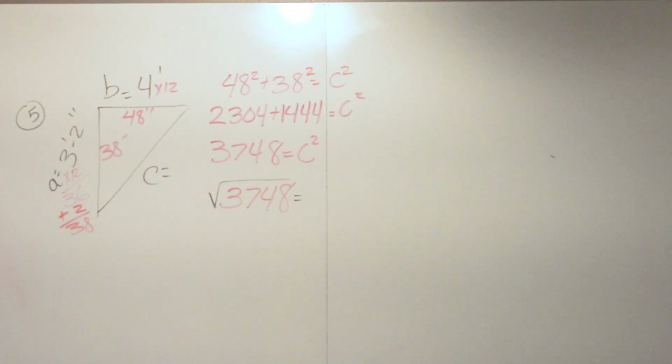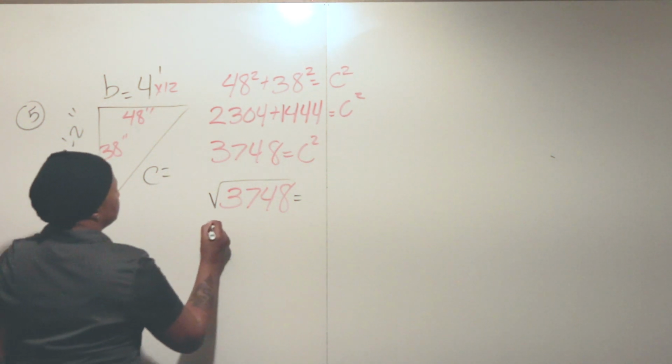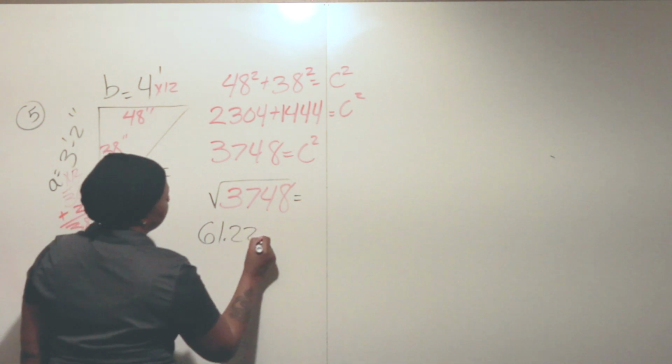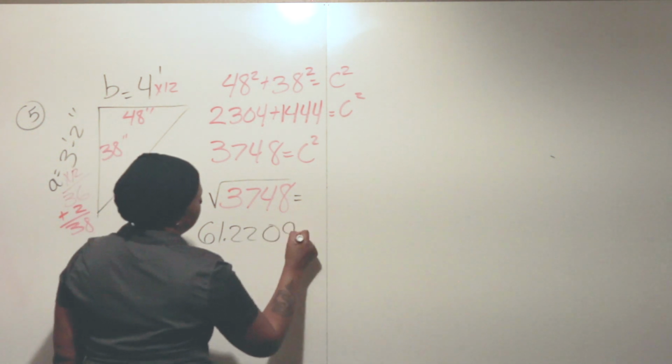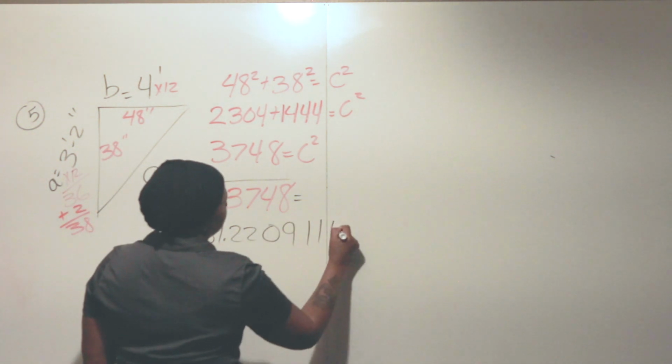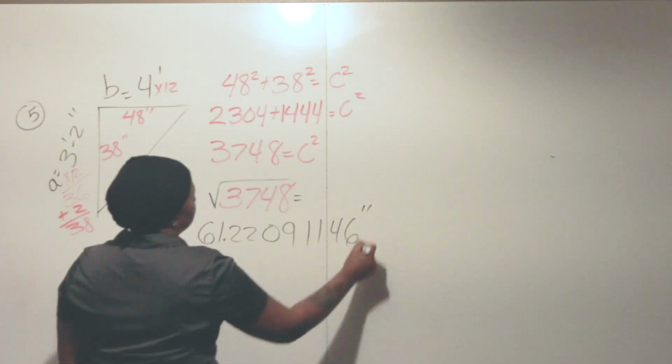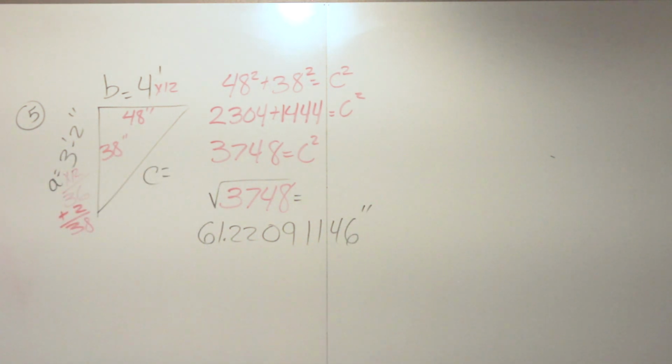61.2209 1146. Trust me, that's not the mistake y'all want to make. You have to square root it.